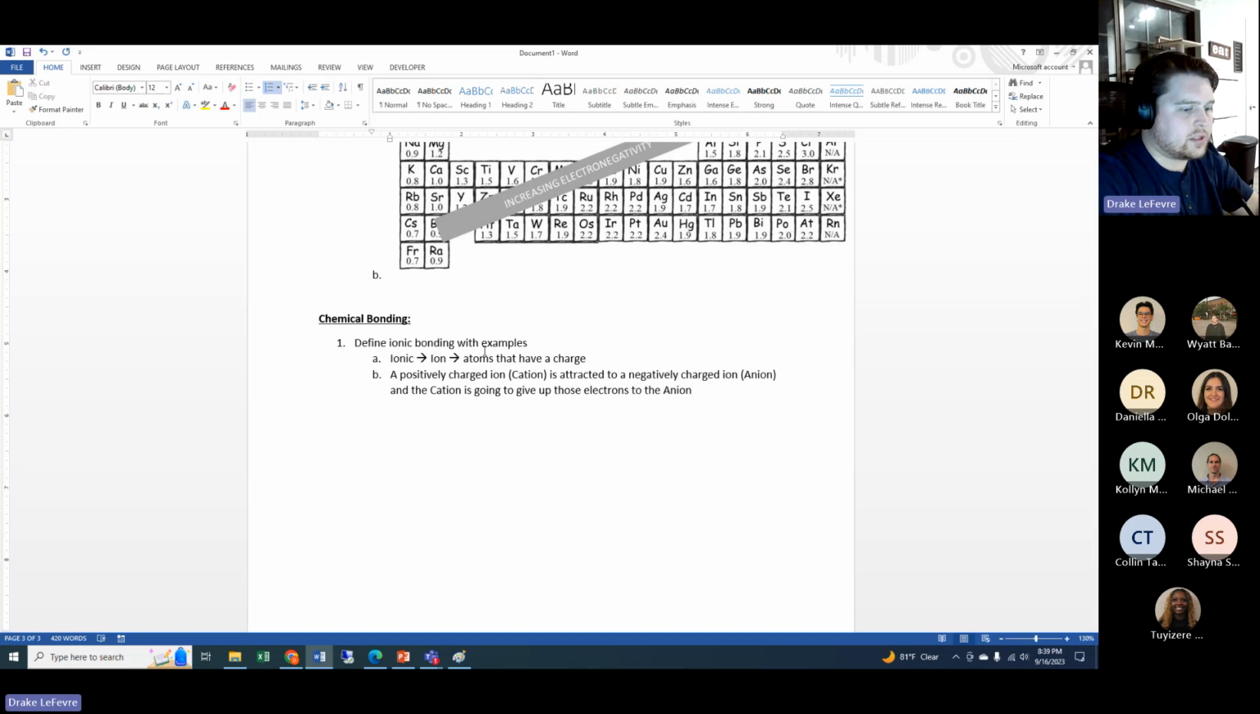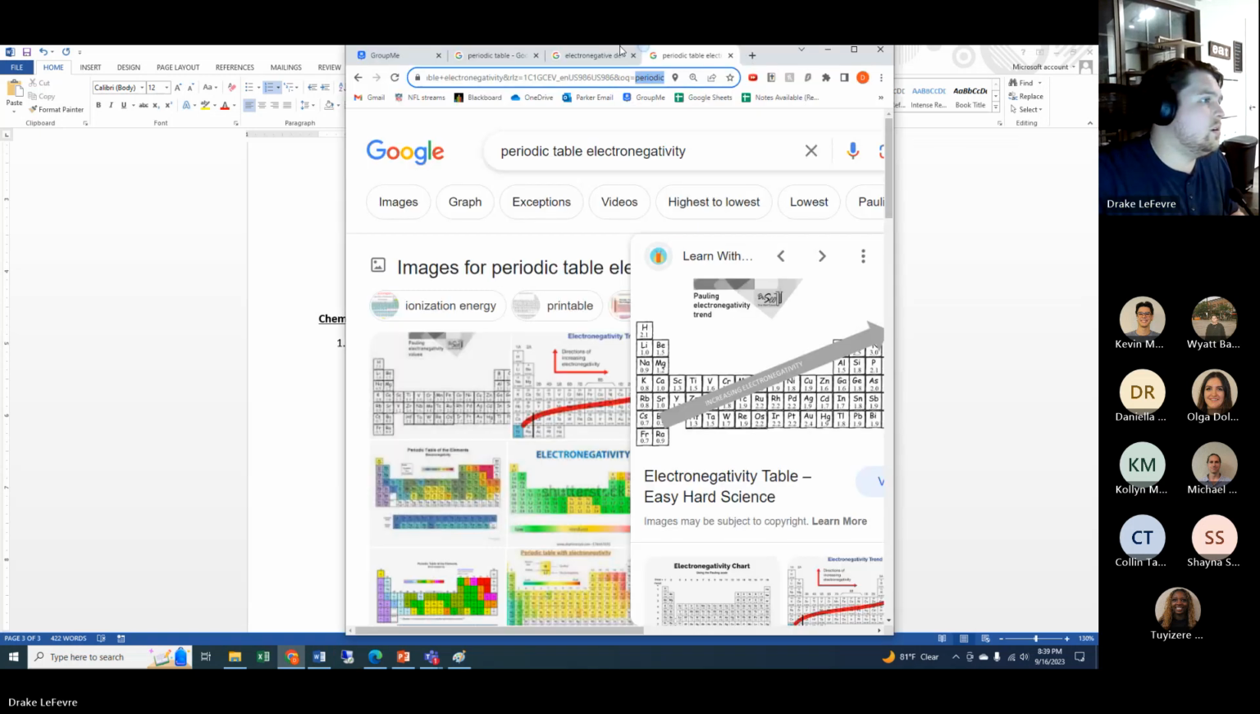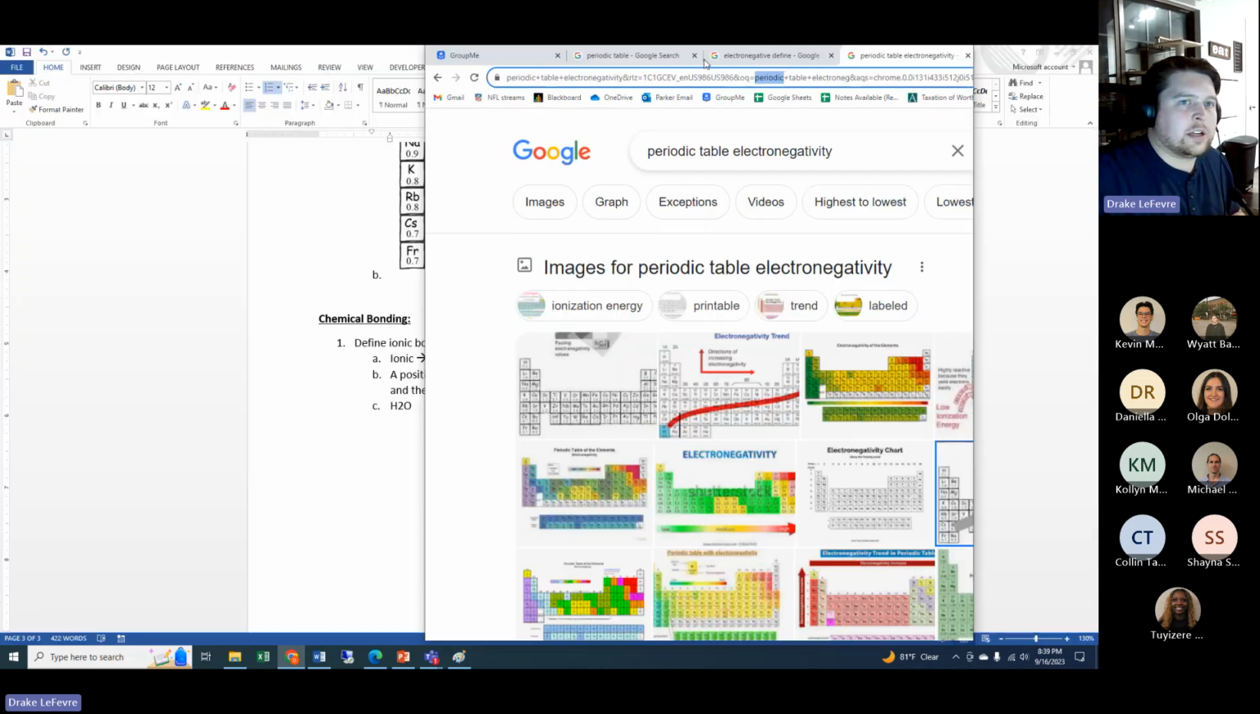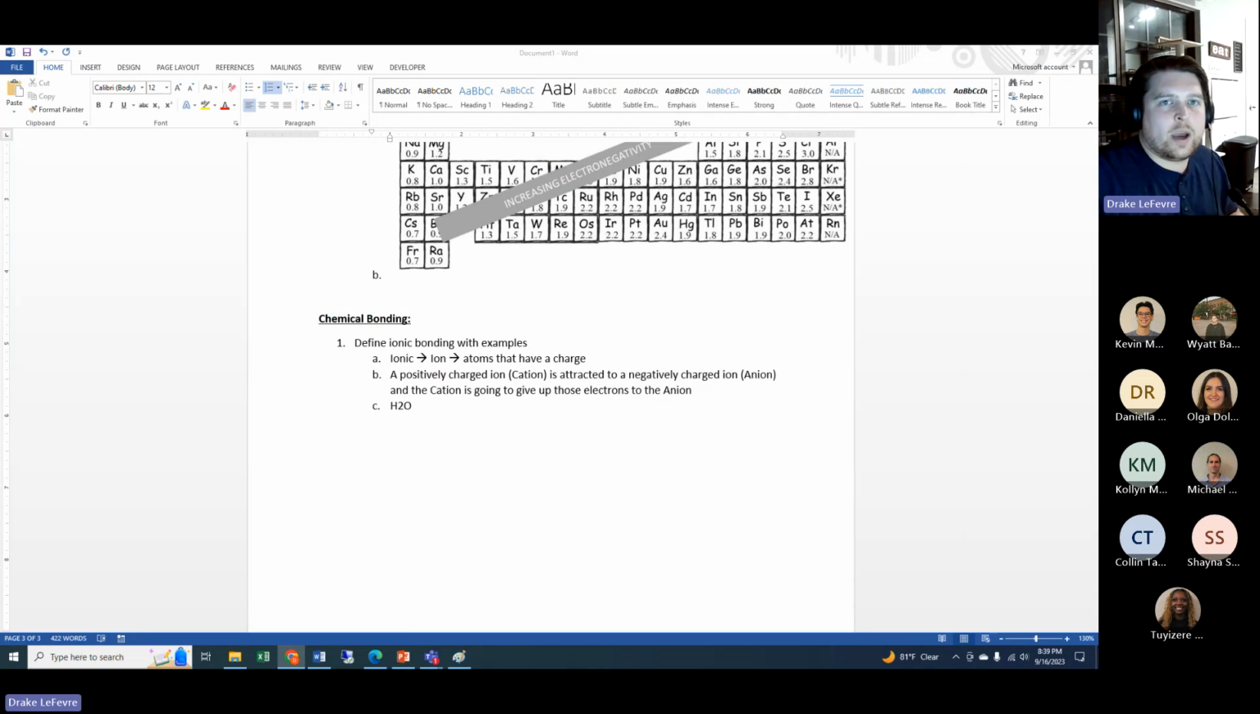For example, one of the most common ionic bonds is H2O, water. So we saw that our hydrogen isn't super electronegative, and our oxygen is very electronegative. So our hydrogen wants to give away an electron, and the oxygen wants to take electrons.